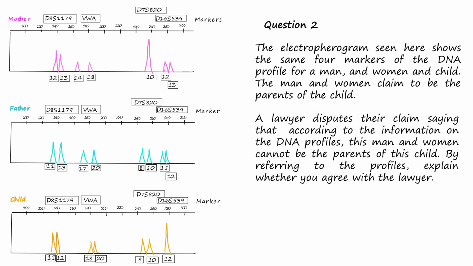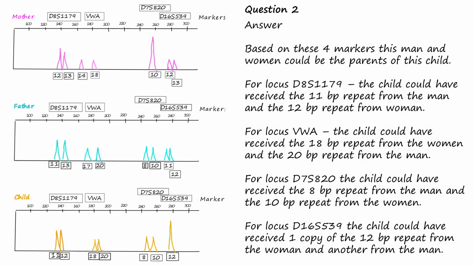Question 2. The electropherogram seen here shows the same 4 markers of the DNA profile for a man, woman, and child. The man and woman claim to be the parents of the child. A lawyer disputes their claim, saying that according to the information on the DNA profiles, this man and woman cannot be the parents of this child. By referring to the profiles, explain whether you agree with the lawyer.